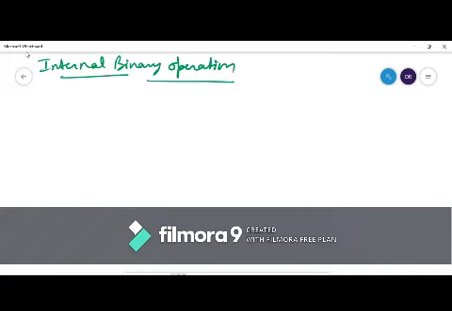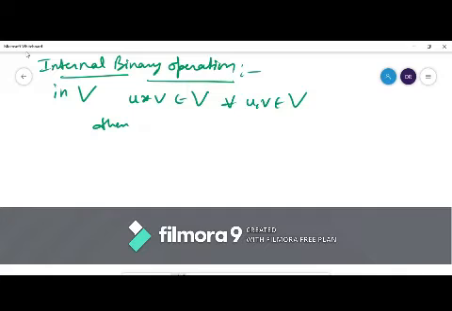Internal binary operation. In capital V, U star V belongs to capital V for all U and V belongs to V, then star is an internal binary operation.